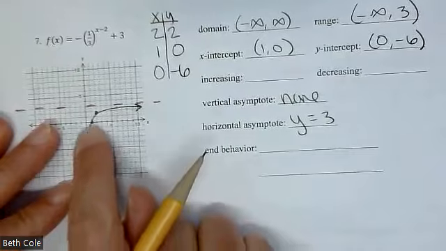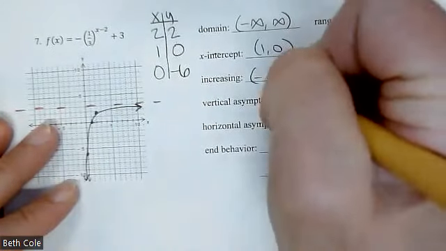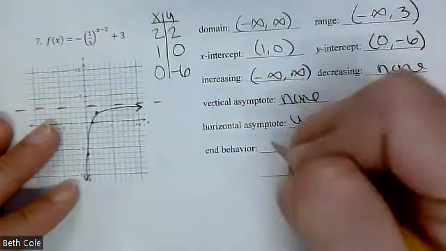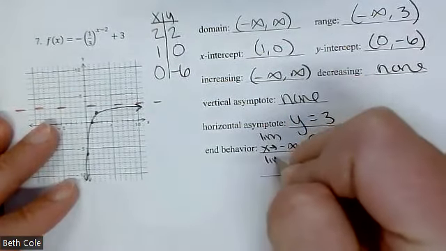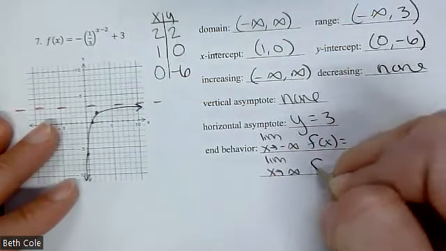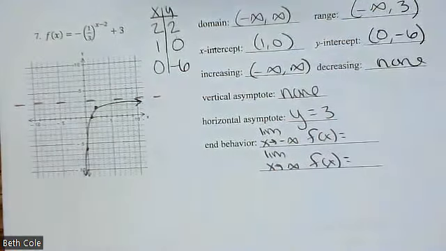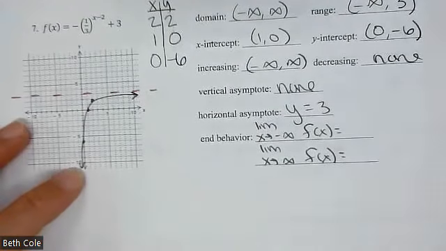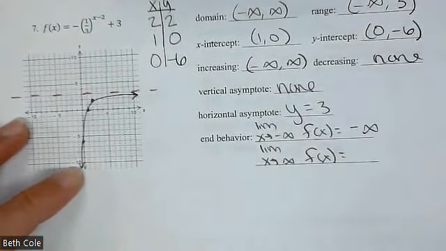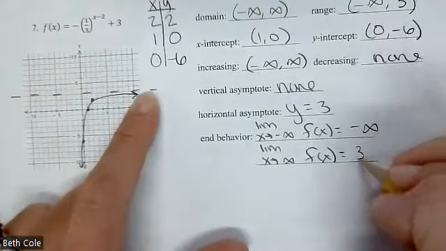What is this doing? Increasing is everything. Decreasing is none. And then you've got your limits for your end behavior. And so again, one end will level off. One end will either go up or down. So where is the left end going? Down. So we'll say -infinity. And the right end is going to 3.